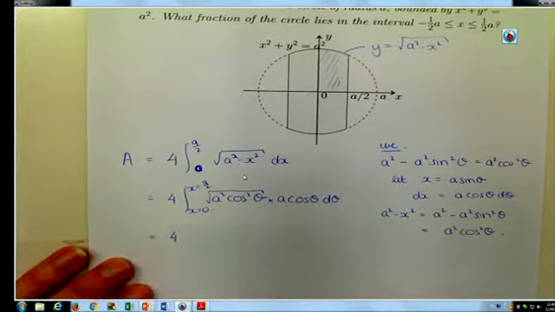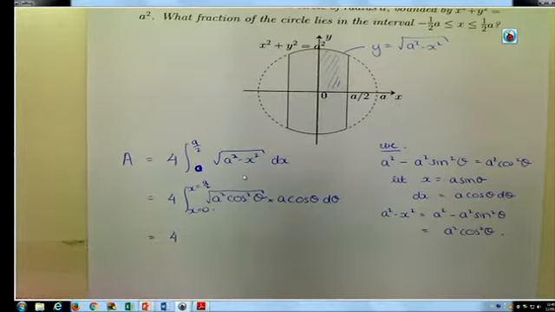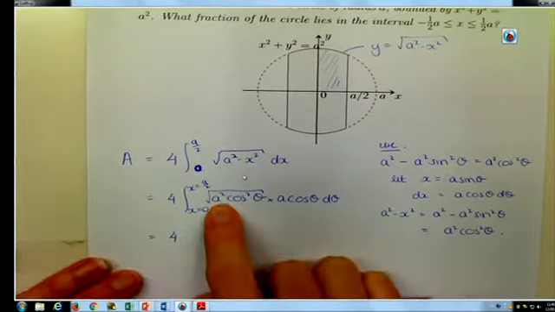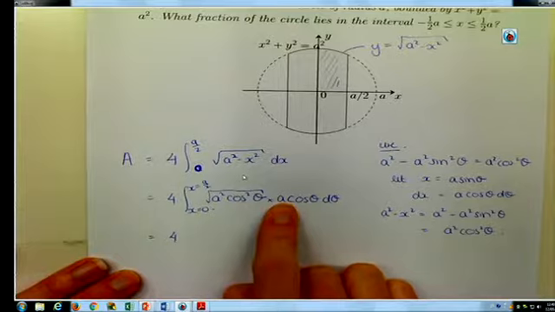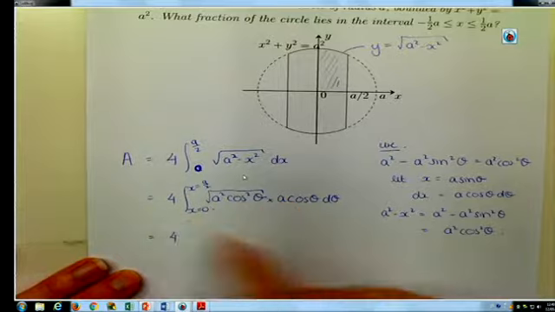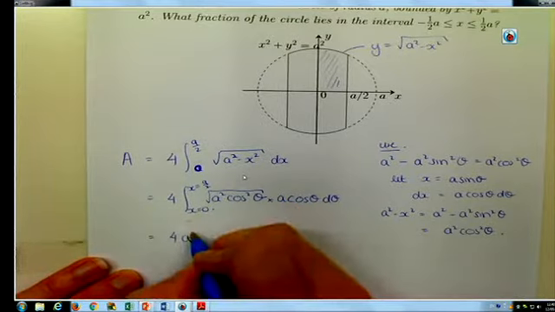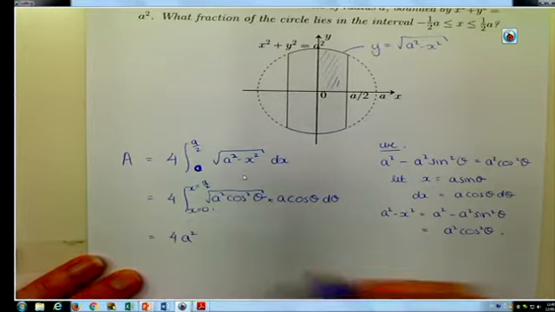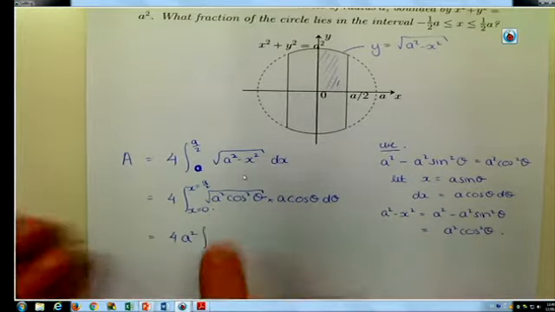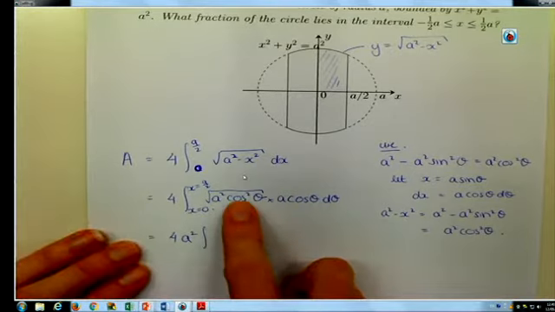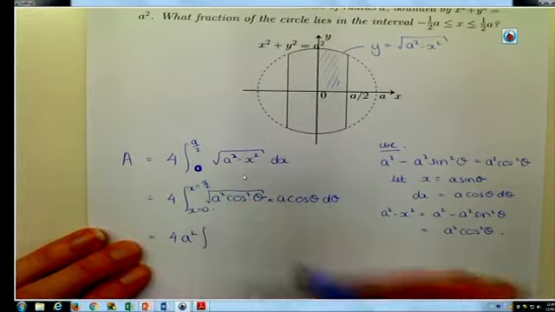Right, 4. I'm going to get an a from here, and I've got an a from here, and those things are both just constants, so I'm going to zip them out through the integral sign, and there's 2 of them, so I've got an a squared. And then I can take the square root of this, and I've got a cos here, and I've got a cos there.